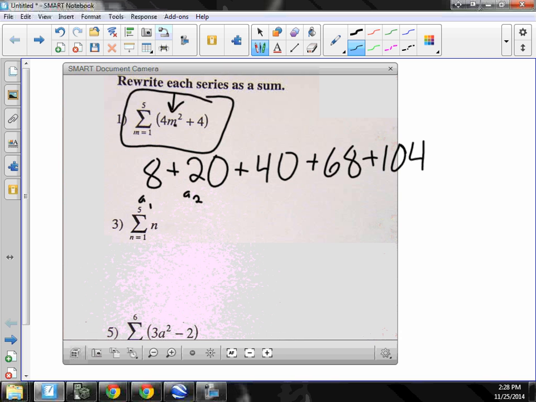So it's not asking you to add them up. It's just saying rewrite it as a sum. Now eventually you guys are going to get sick of this. For arithmetic and geometric, there are formulas. But this is a quadratic, and I don't know of any quadratic sum formulas. There's got to be one out there, but it's probably really complicated.